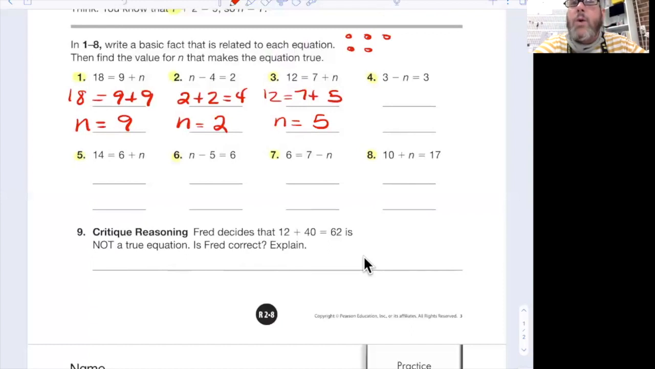Number 4, 3 minus n equals 3. 3 minus what number equals the same? Do you see that? 3 equals 3. Well, if 3 equals 3, does n have a value? No, it does not. 3 minus 0 equals 3. n equals 0.